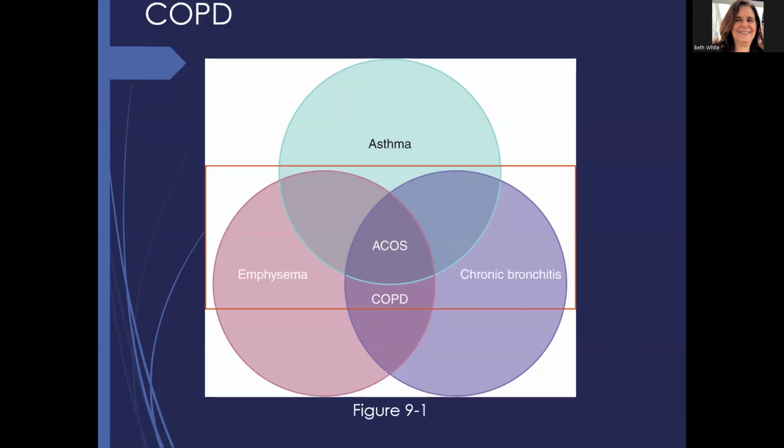The red box right here focuses on areas of disease overlap with each other. Patients with COPD typically have the symptoms of chronic bronchitis and emphysema, but may have some reversible airflow obstruction. That airflow obstruction due to COPD is not fully reversible. It just depends on the patient how much reversibility they're going to have.